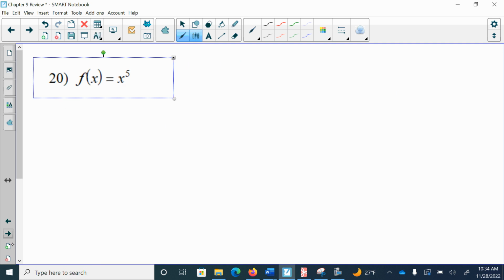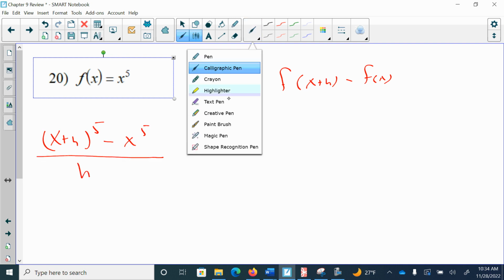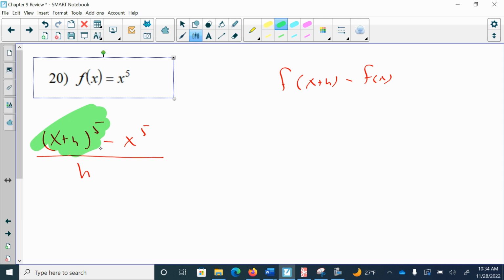So here the number 20 is basically the same idea. It's x to the fifth. So I'm still doing the f of x plus h minus f of x. I am going to take x plus h, raise that to the fifth power, minus x to the fifth, all over h. Just a reminder, this is the f of x plus h, and this x to the fifth is the f of x.